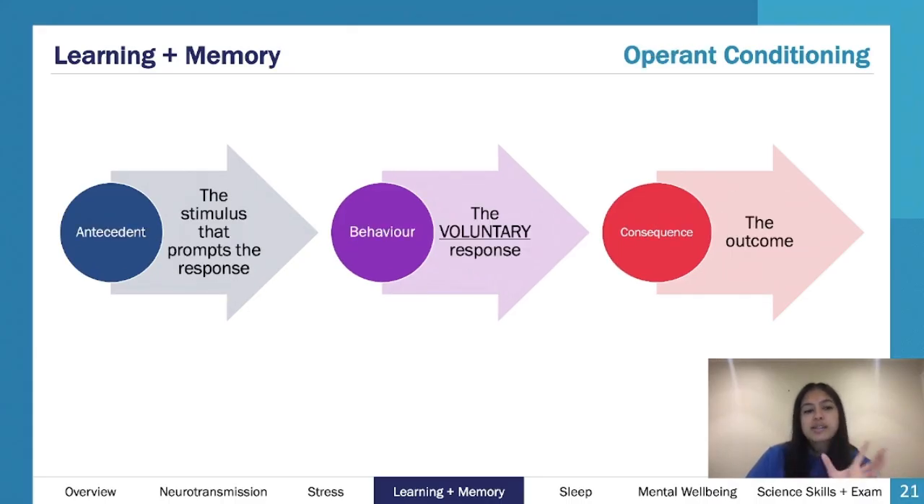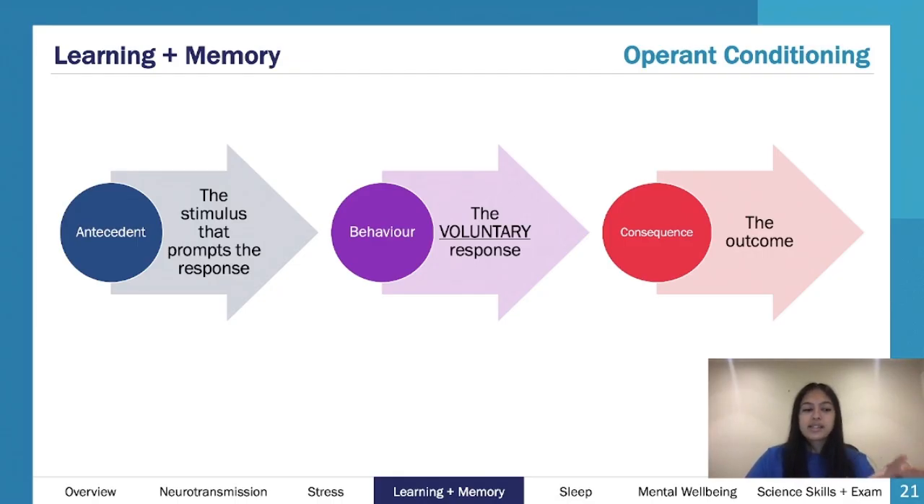Okay, operant conditioning, it's the same thing. You've got your three phases. You've got your A, B, and your C. So your antecedent, your behavior, your consequence. Your antecedent is basically the stimulus that triggers your behavior. Behavior is your behavior, and your consequence is the outcome of that behavior.